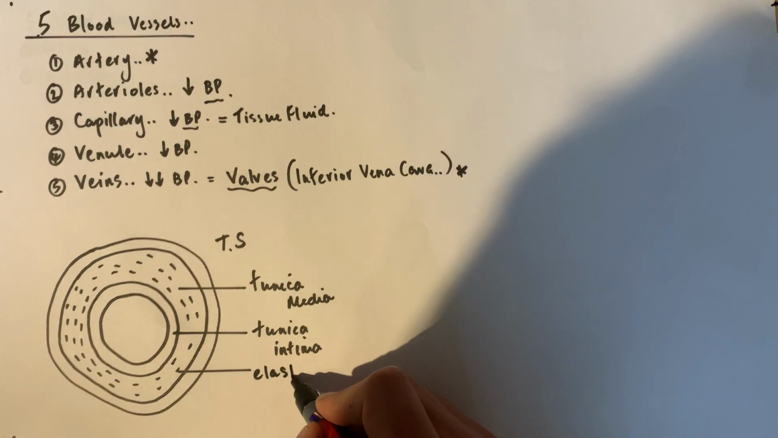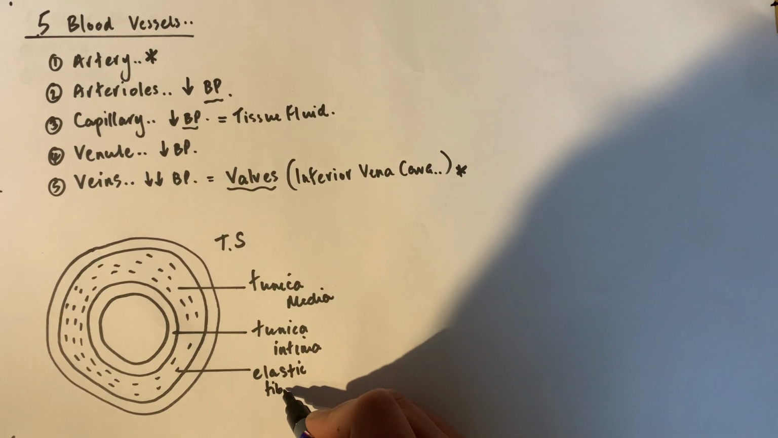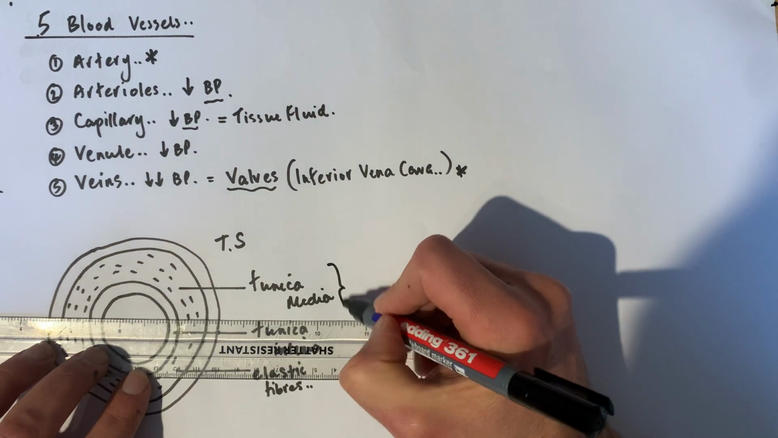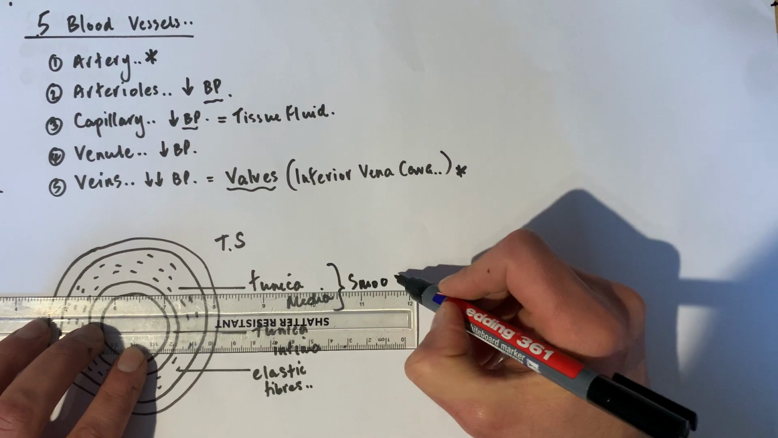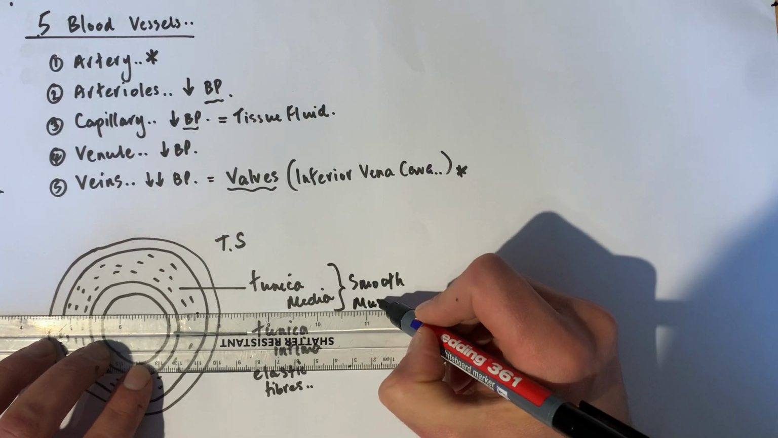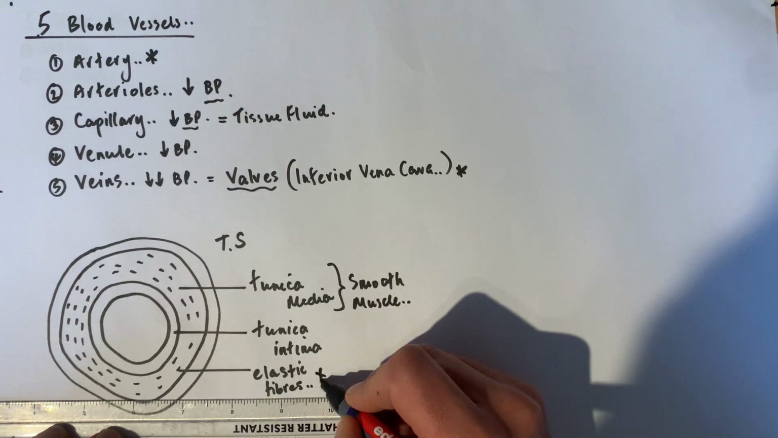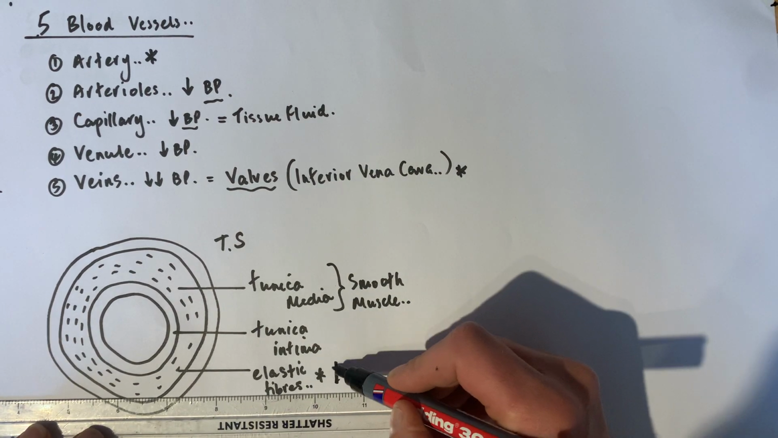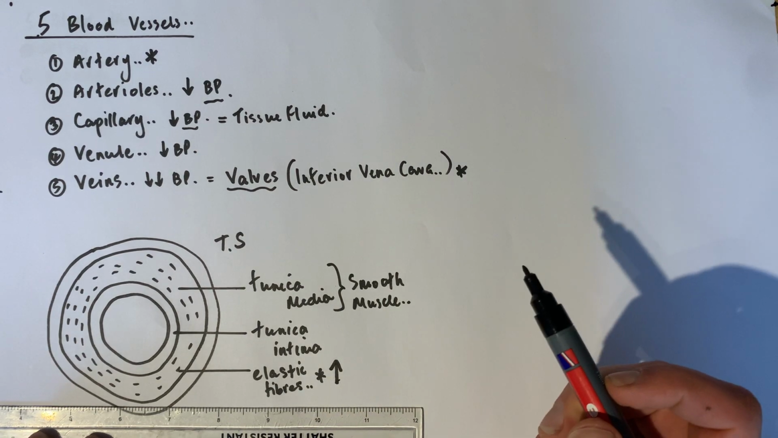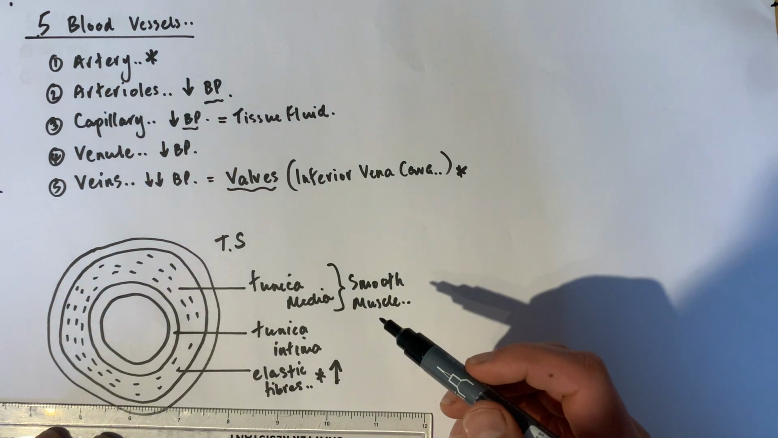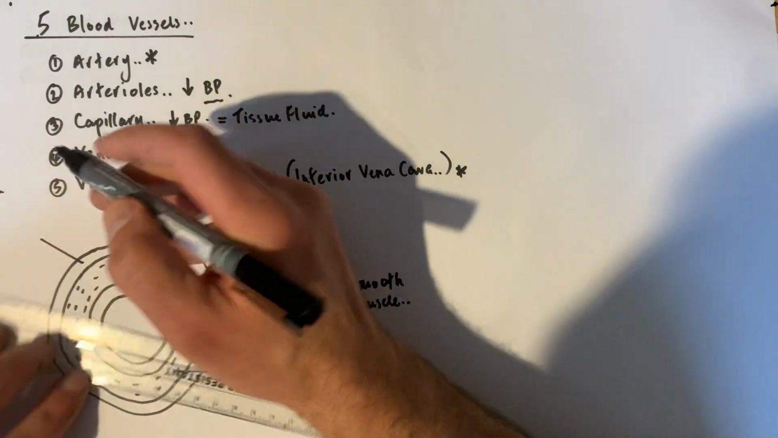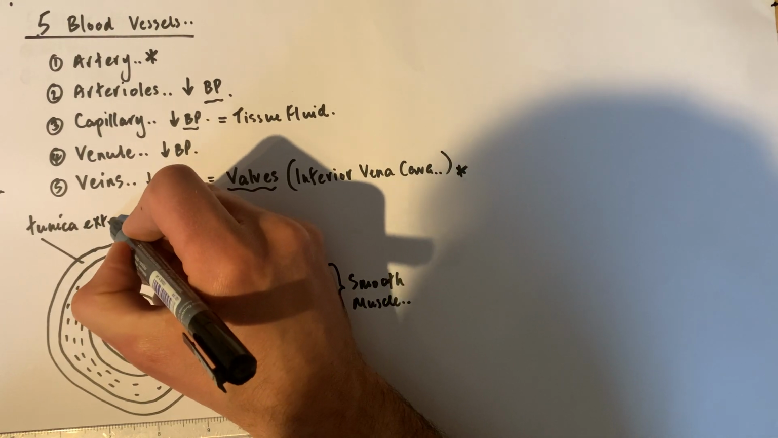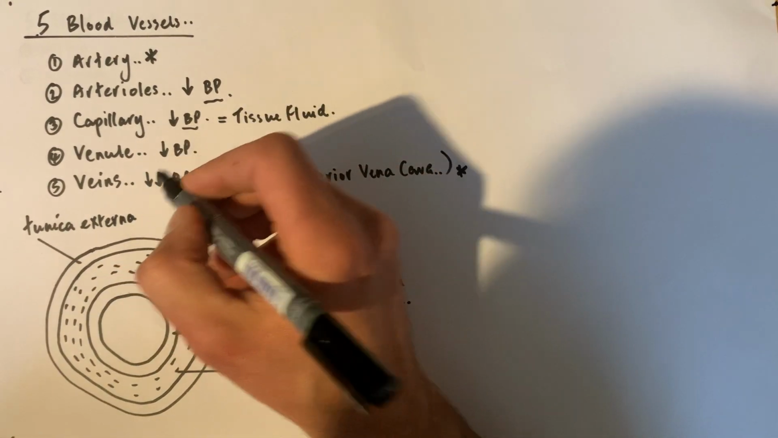elastic fibres. So the artery wall has a bigger, thicker tunica media, and this is made from smooth muscle, and don't forget the elastic fibres. So there's a thicker smooth muscle tunica media, and there's more elastic fibres compared to the vein. Now the outside layer is called the tunica externa, so I could maybe do it this side here. So let's put tunica externa, and that's made from largely collagen.